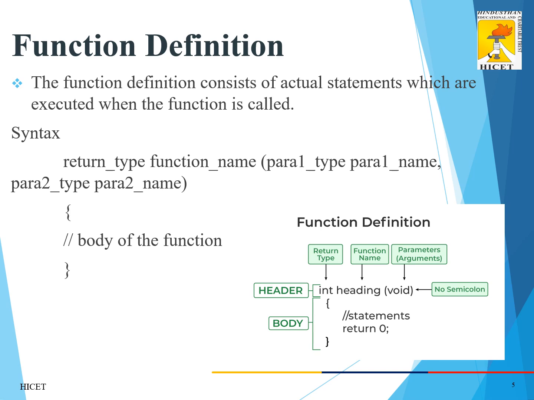And another one is inside the brackets, we give input values called parameters. And then inside the curly braces, we write the statements the function should do. For example, int add(int a, int b) { return a + b; }. Here the function add takes two numbers and returns their sum.